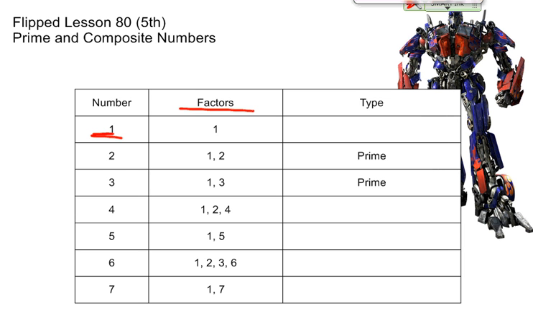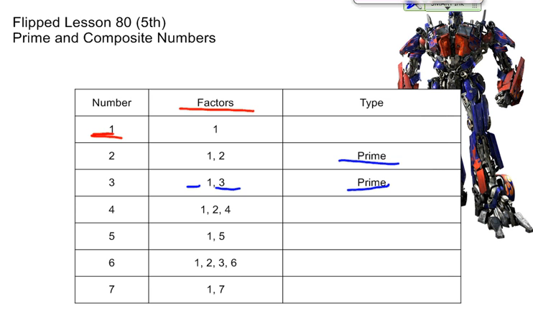We look at the number 2. If we were to have a multiplication problem with the number 2, we would have 1 times 2. And that's the only combination. And when the only combination ends up being the number 1 and the number that it creates, in this case the number 2, you have what is known as a prime number. So if you look at number 3, we see you have the number 1 times 3 gives you the number 3. So once again, you have a prime number.